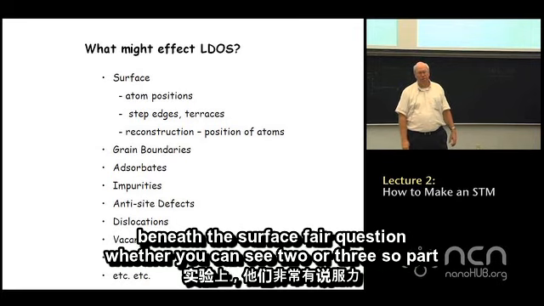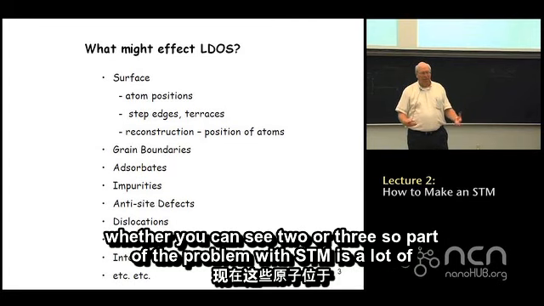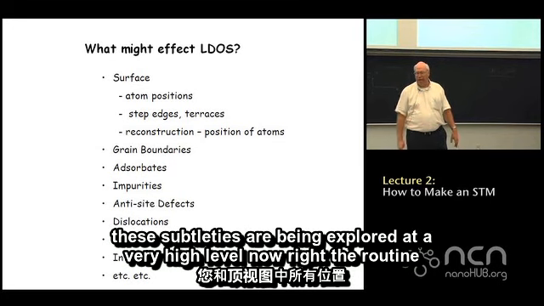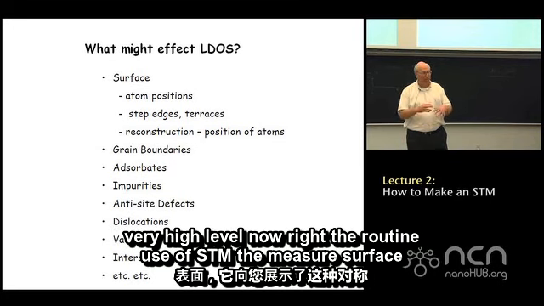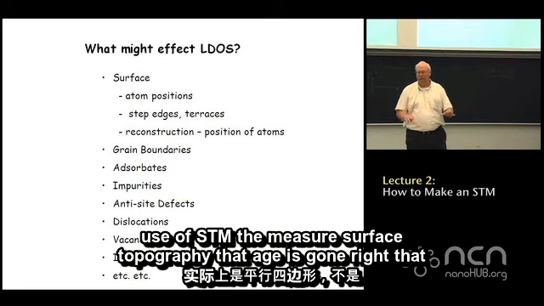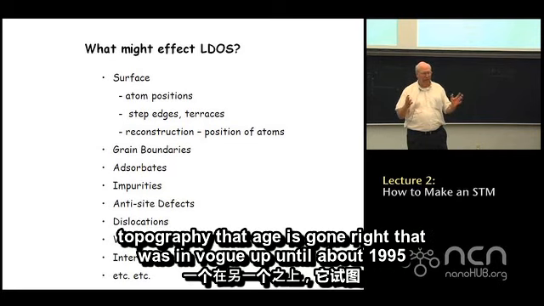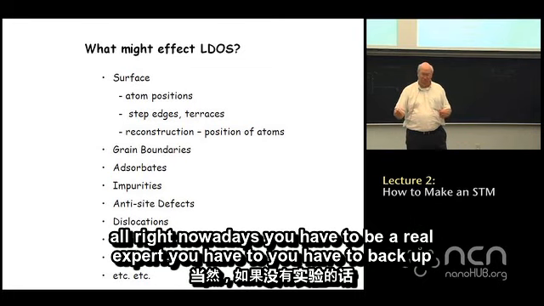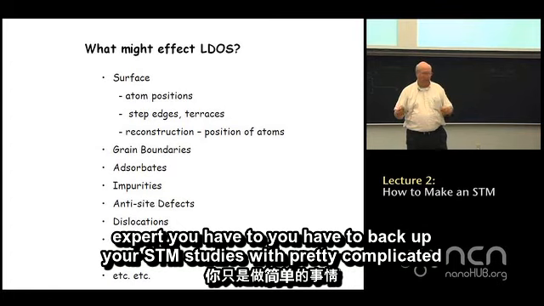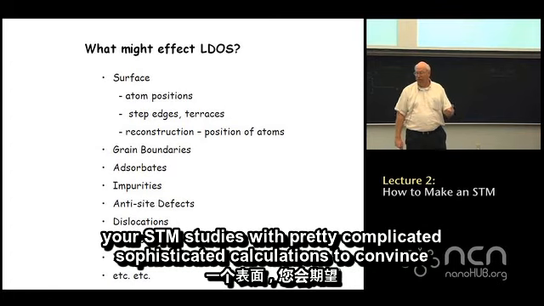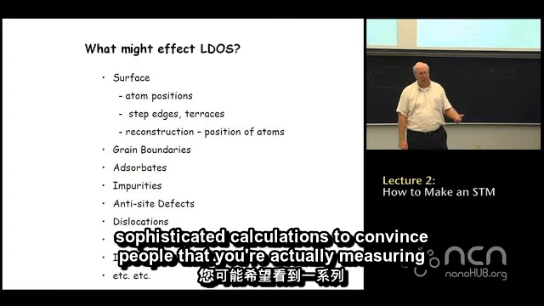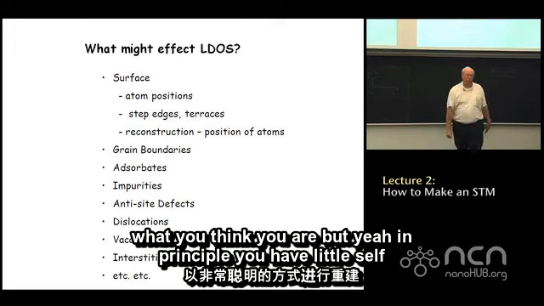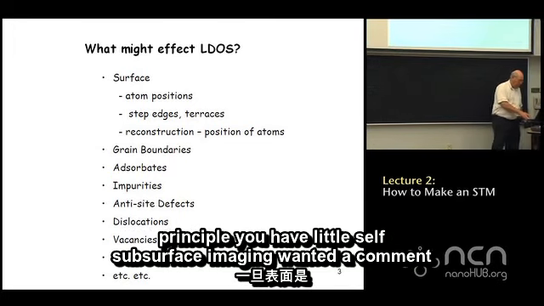So part of the problem with STM is a lot of these subtleties are being explored at a very high level now. The routine use of STM to measure surface topography, that age is gone. That was in vogue up until about 1995. Nowadays, you have to be a real expert. You have to back up your STM studies with pretty complicated, sophisticated calculations to convince people that you're actually measuring what you think you are. But yeah, in principle, you have a little subsurface imaging.